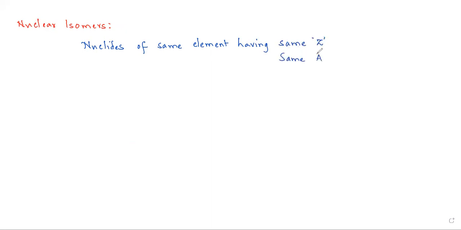You know, there is something called nuclear isomers. What are nuclear isomers? Interesting. These are the nuclides of the same element having the same atomic number, same mass number, but differing in radioactive properties or radioactivity. I can also tell you that they differ in the stability of the nucleus. I told you that radioactivity is because of the unstable atomic nucleus.